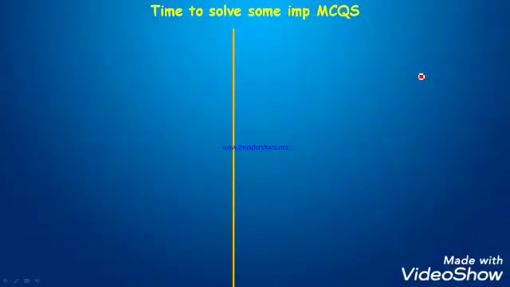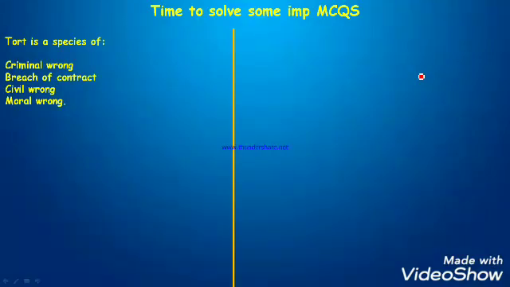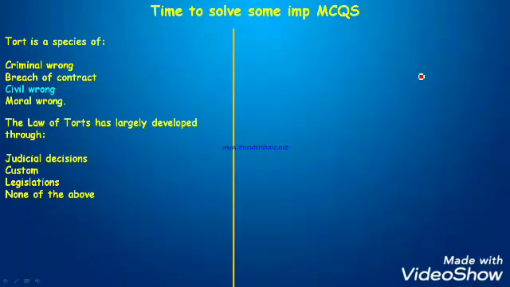Now it's time to solve some MCQs. The rule of MCQ is that I will tell you the question, you have to pause the video, think of the answer, and then I will tell you the answer. The first is: tort is a species of... it cannot be criminal wrong, it cannot be breach of contract, it can only be civil wrong. Let's check the answer. Okay, now let's come to the second question. Please pause the video, think of the answer. I assume that you have paused the video.